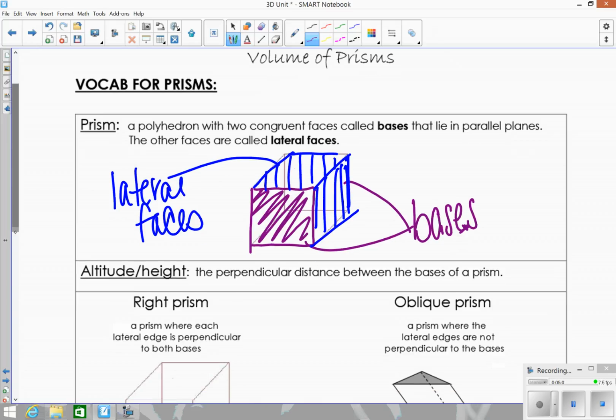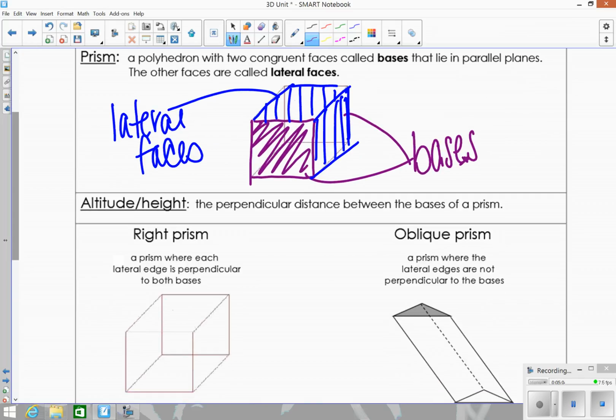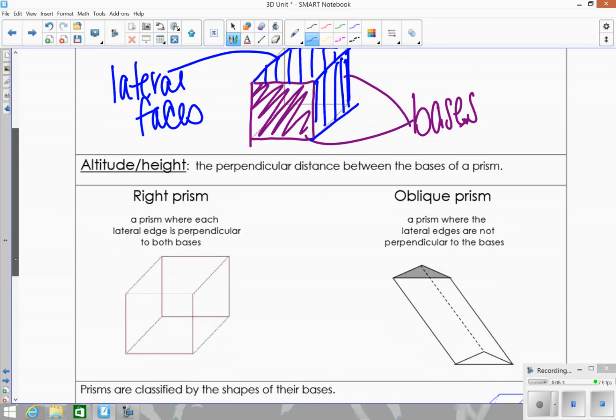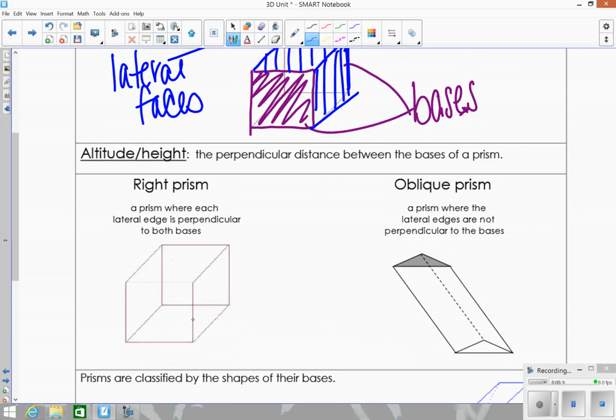The next vocab word here is when we talk about the altitude or the height. As you already know, when you're finding the altitude or the height, you always have to make sure that you're measuring perpendicular. So if we're talking about a right prism, the altitude or the height, if you look at this picture, is going to be the length of this edge. Basically it's that perpendicular distance between the bases. In a right prism, that just means that the bases are perpendicular to the sides. So the height really works as that length of the edge.